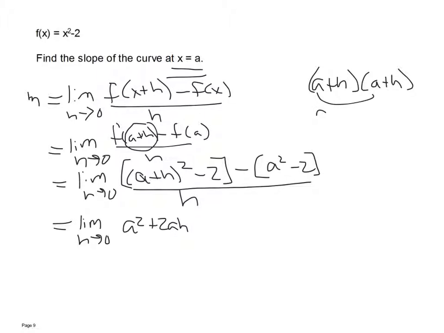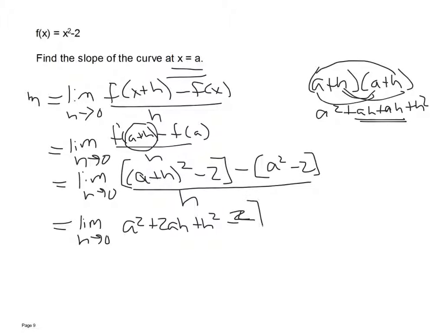If you FOIL that out, a squared plus ah plus ah plus h squared, that makes 2ah right there, so that's where I'm getting that, plus h squared minus 2. All right, that's the f of a plus h.